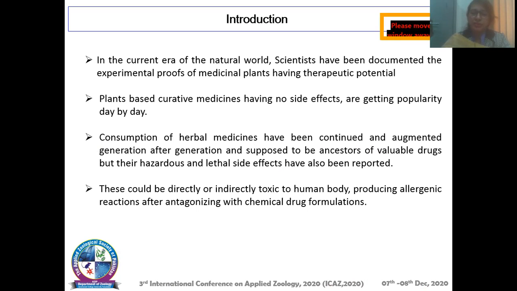These formulations could be directly or indirectly toxic to the human body and produce allergenic reactions after interacting with chemical drug formulations. Therefore, the current project was planned to evaluate not only the therapeutic potential of the medicinal plants but also their toxicity towards human health.